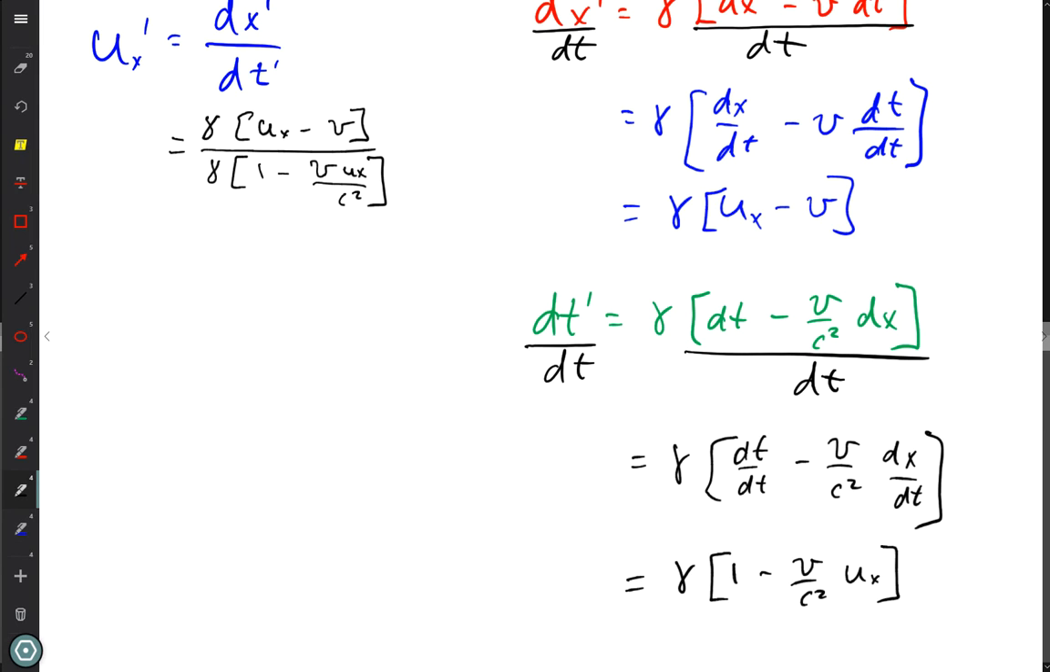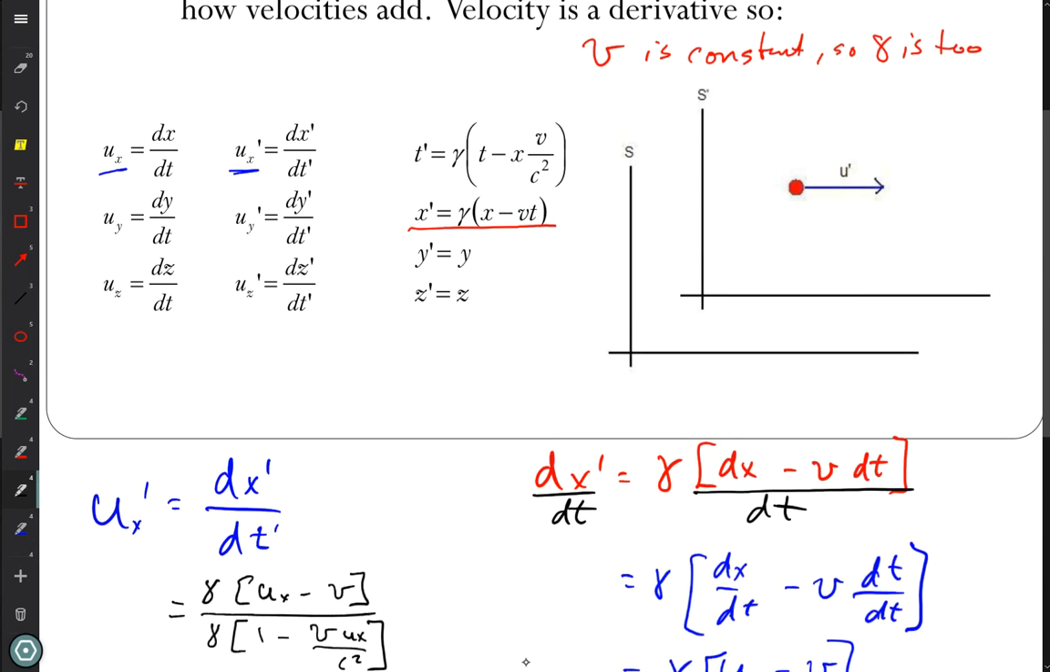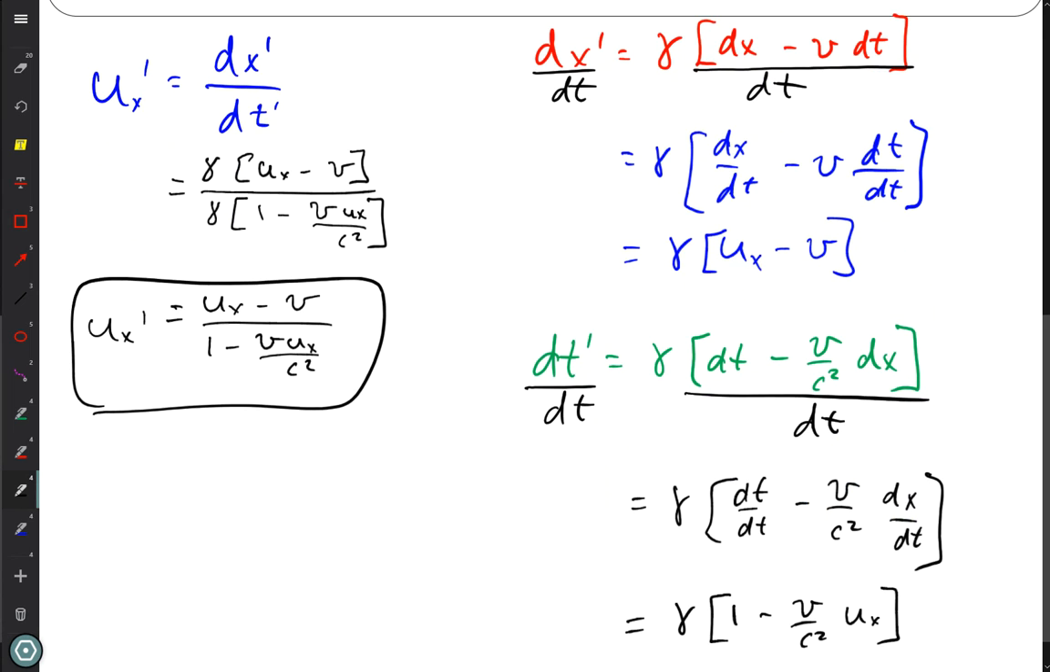Notice the gammas cancel. And, well, I guess it's on the next page where I have the solution. So there's how I add the velocities if they are parallel. Now, any questions at this point?